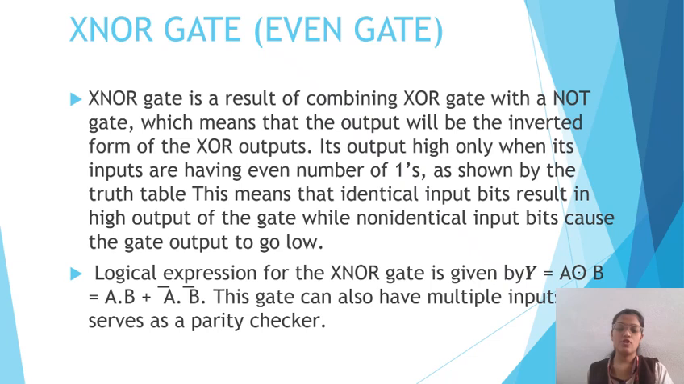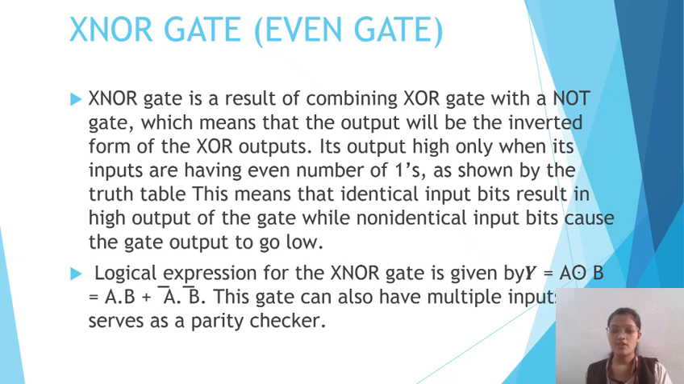XNOR gate. It is also known as the even gate. XOR is known as the odd gate and XNOR is known as the even gate. The XNOR gate is a result of the combination of an XOR gate with a NOT gate, which means the output will be the inverted form of the XOR output. Its output is high only when its inputs have an even number of ones, as shown by the truth table. This means identical input bits result in a high output of the gate, while non-identical input bits cause the gate output to go low.